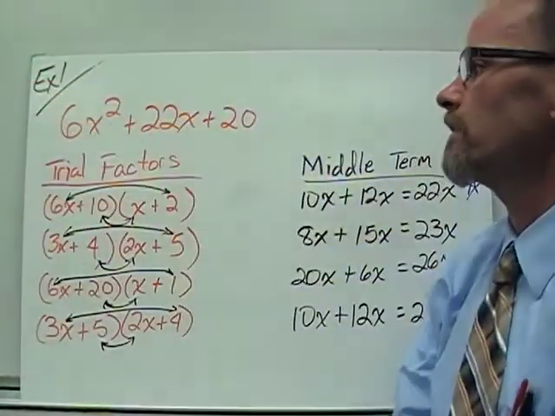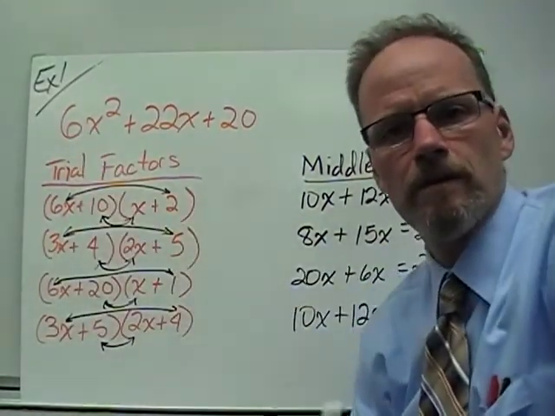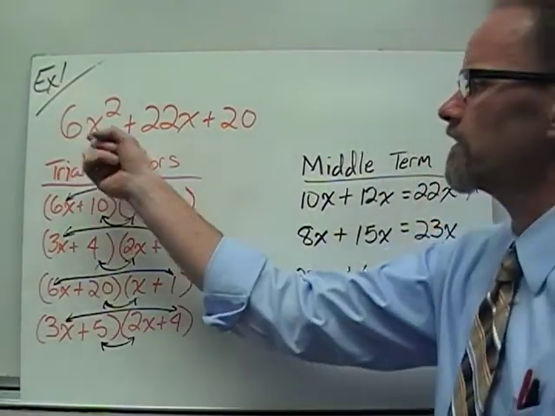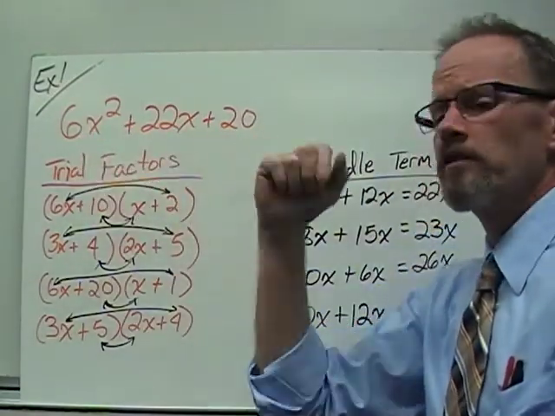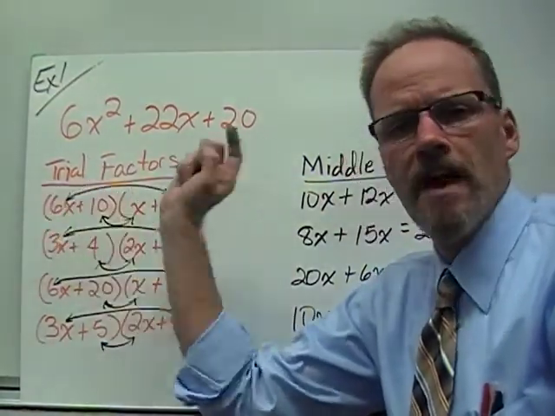All right, so here's an example. Same example. I just want to show you, all right, what's the method? How can we get there? I'm going to take 6x squared plus 22x plus 20, and we're going to do some trial factors.